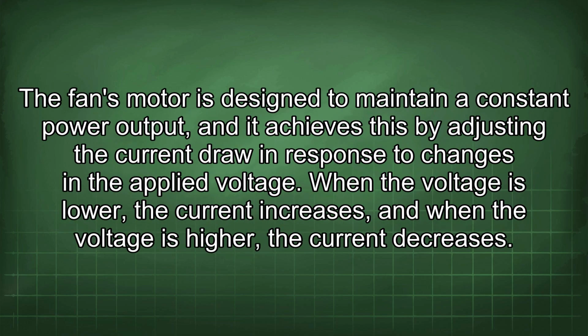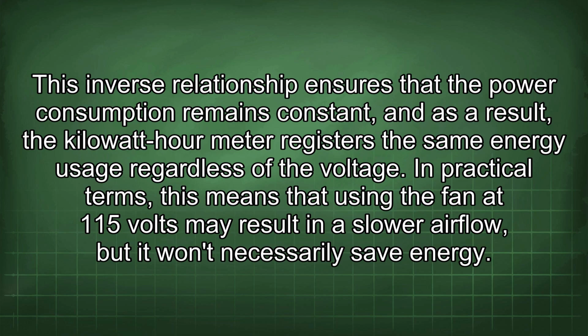The fan's motor is designed to maintain a constant power output, and it achieves this by adjusting the current draw in response to changes in the applied voltage. When the voltage is lower, the current increases, and when the voltage is higher, the current decreases. This inverse relationship ensures that the power consumption remains constant, and as a result, the kilowatt-hour meter registers the same energy usage regardless of the voltage.